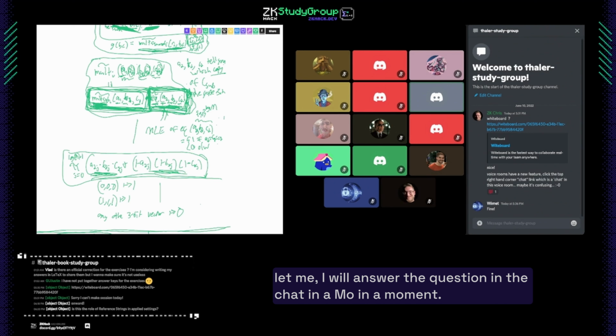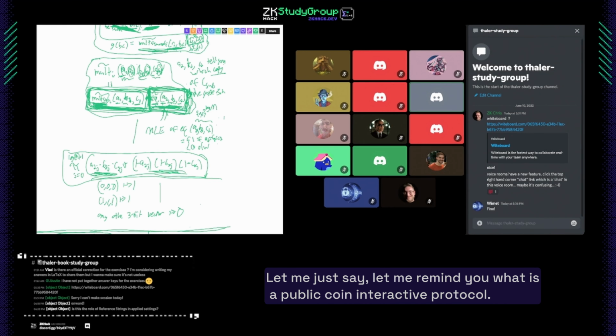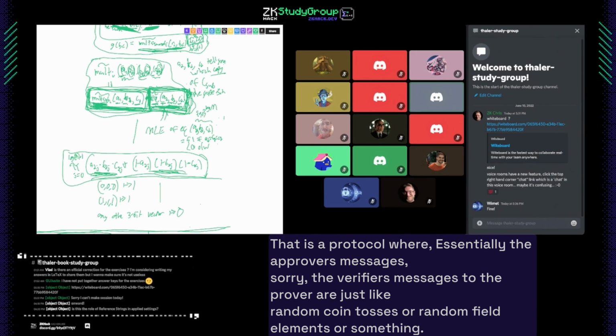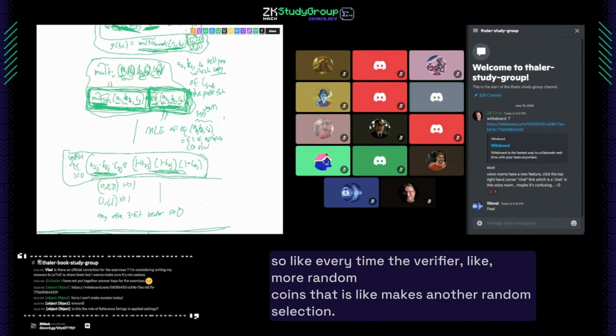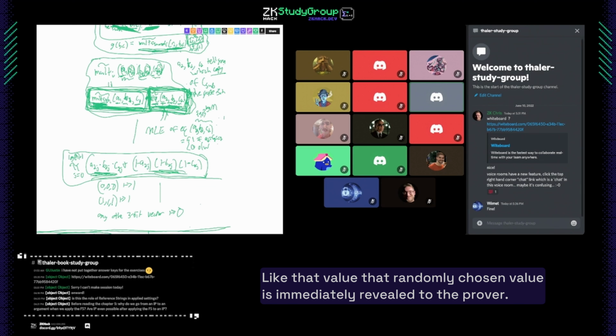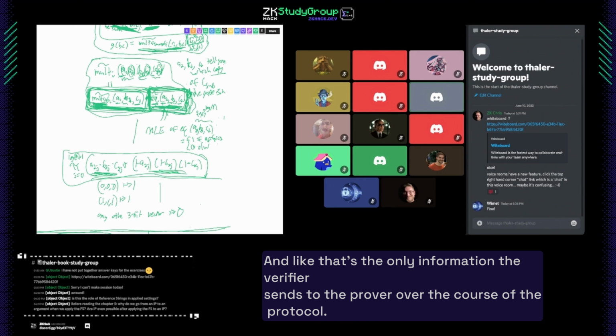I will answer the question in the chat in a moment. Let me remind you, what is a public coin interactive protocol? That is a protocol where essentially the verifier's messages to the prover are just random coin tosses or random field elements. Every time the verifier tosses more random coins, that is, makes another random selection, that randomly chosen value is immediately revealed to the prover. And that's the only information the verifier sends to the prover over the course of the protocol.